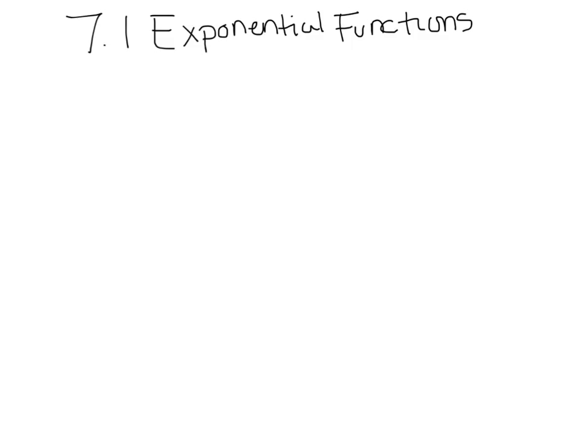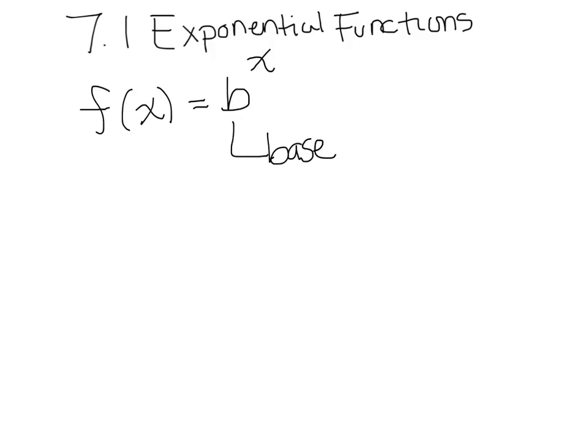So the idea here, let's start with the parent function. In general, whenever you have a function that has a constant base, so b for base, and a variable exponent, that's an exponential. So here we have a base of the exponential. It's the thing being raised to a power. It is a constant, okay?